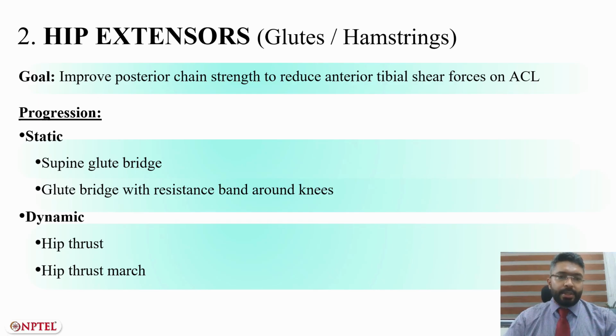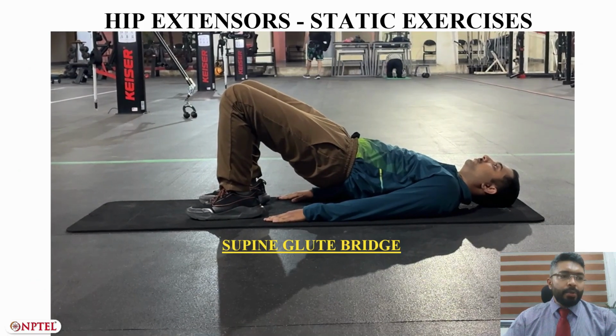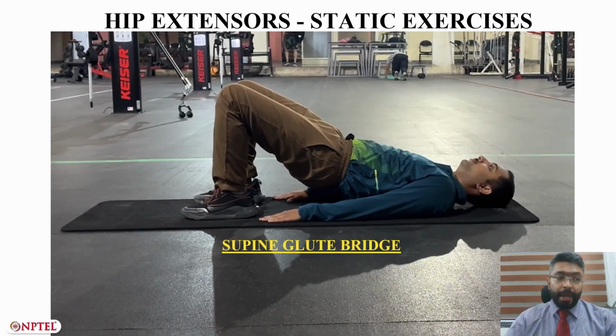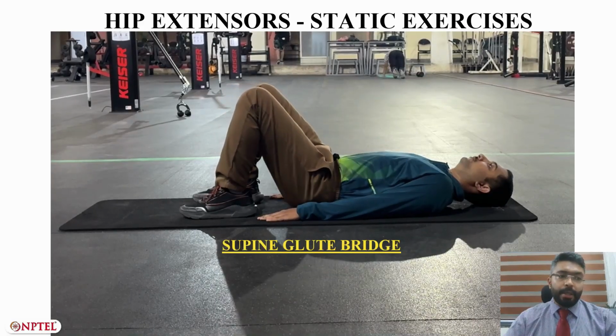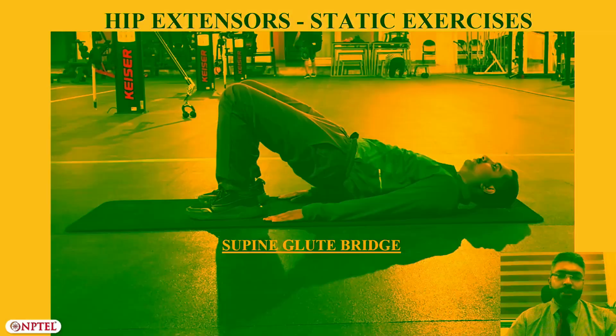The static exercises are supine glute bridge with resistance band around knees. The dynamic exercises are hip thrust and hip thrust march. Coming to supine glute bridge. It is performed while lying on the back with knees bent, lifting the hips upwards to activate the gluteus and posterior chain muscles.